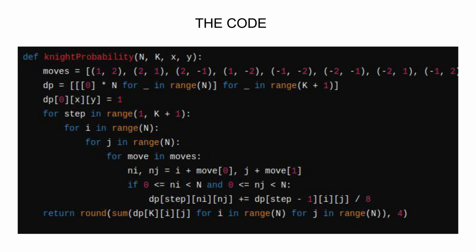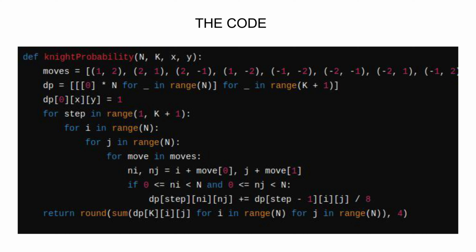So the very next step that we are going to do is calculating the new position. The new position is calculated by the statement ni, nj = i + move[0], j + move[1]. To calculate the new position after applying a knight's move, here we add the changes defined in move to the current indices i, j. ni and nj represent the new row and column indices after making a knight's move.